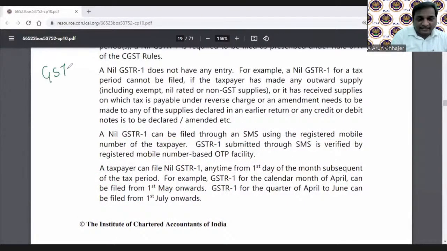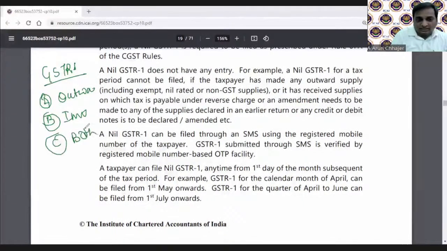Select the right answer. In the GSTR1, are we filing the details of outward supply, the details of inward supply, or the details of both transactions? Please select the correct answer. Option A, outward supply, option B, inward supply, and option C, both the details.